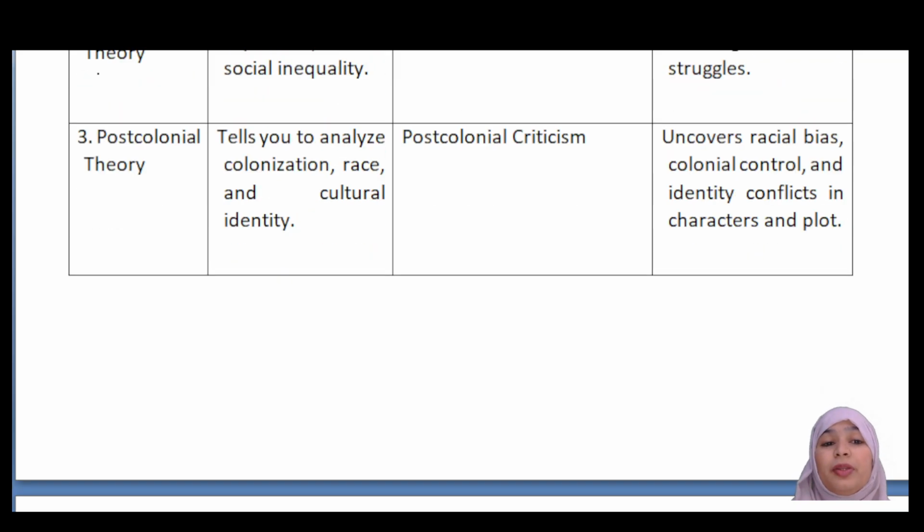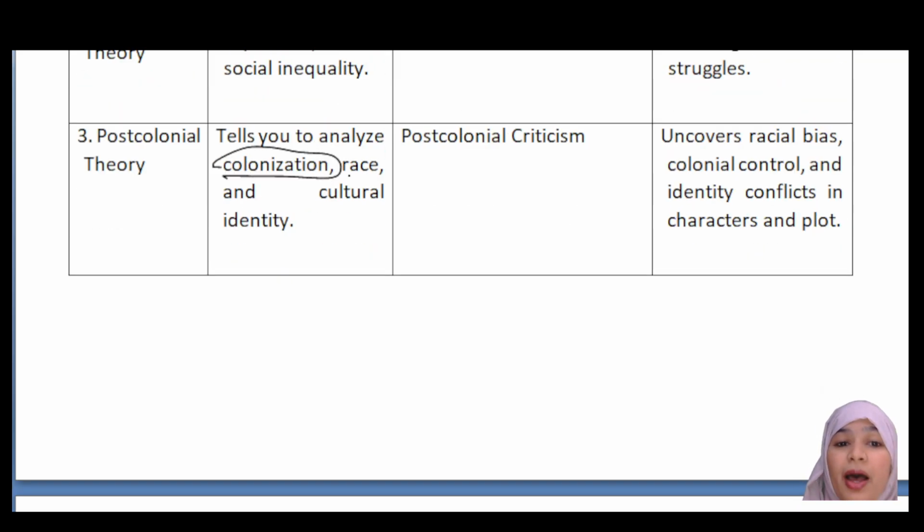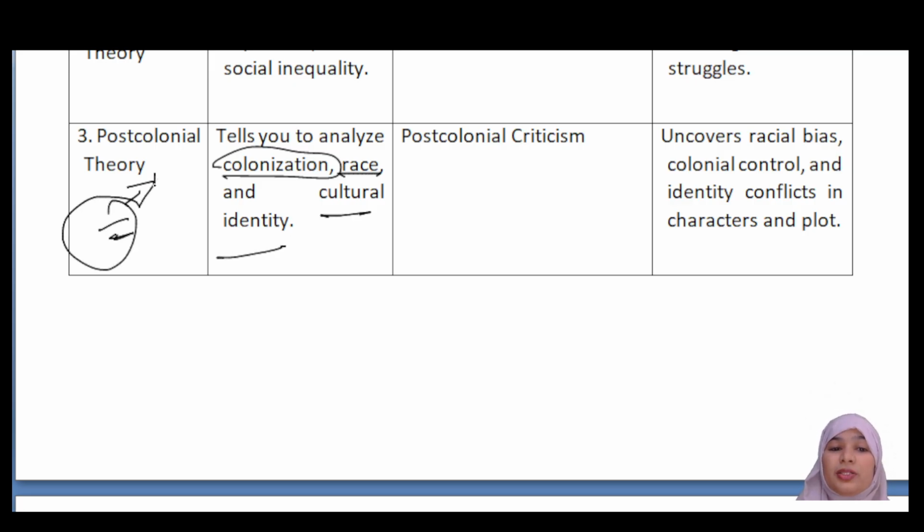Next, what about post-colonial theory? It tells you to analyze colonialism, race, and cultural identity. If there is a work, it is your duty to first identify what colonialism is, and whether it is part of this work. What about race? Can it be identified? What about cultural identity?